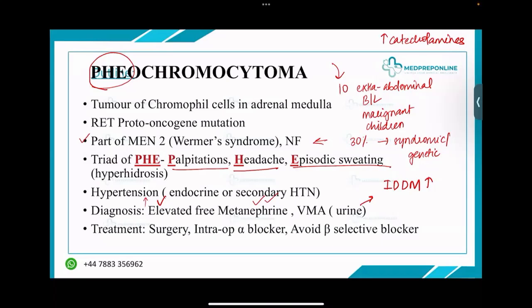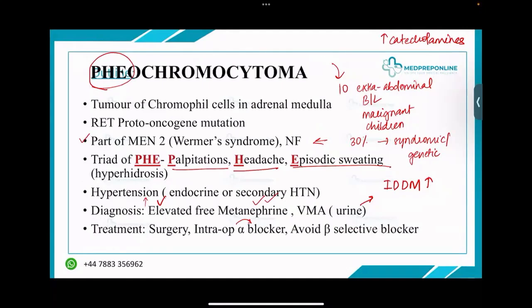Now treatment, since it's an adenoma, a tumor in the adrenal medulla, the definitive treatment is surgery. Now during surgery, what has to be taken care of intraoperatively is how you manage the blood pressure as well as the cardiovascular status. So intraoperatively, first, always give an alpha blocker.